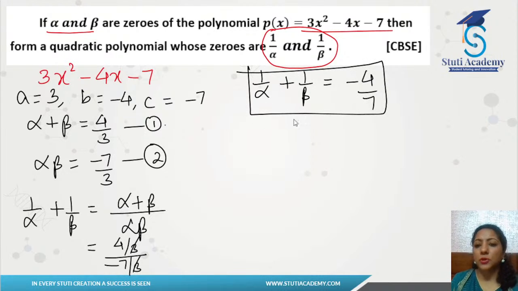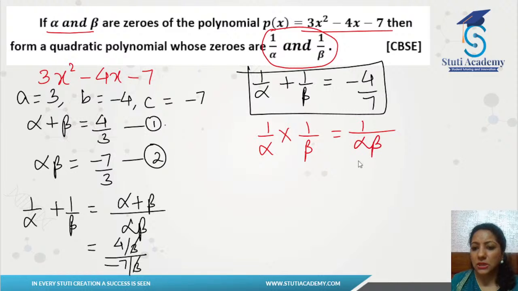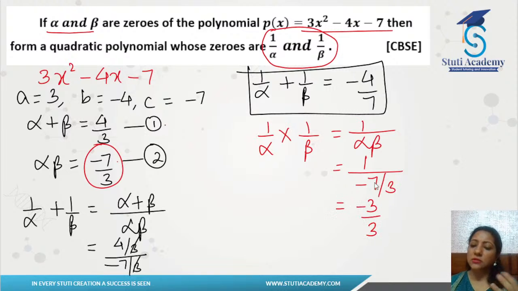Now I'll solve for the product of the zeros. So we have 1 upon alpha into 1 upon beta. That is 1 upon alpha beta. And I know this is alpha beta. So I'll write 1 upon minus 7 by 3. So actually I'll get minus 3 by 7. I'll take the reciprocal. I'll get minus 3 by 7. This one is 7.